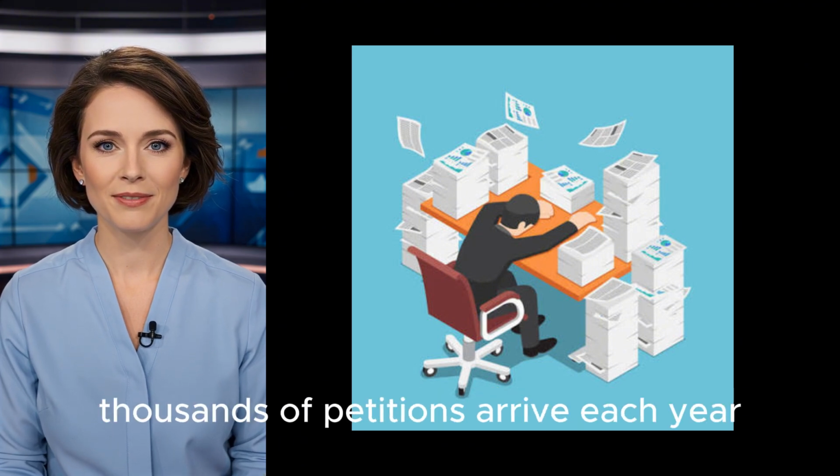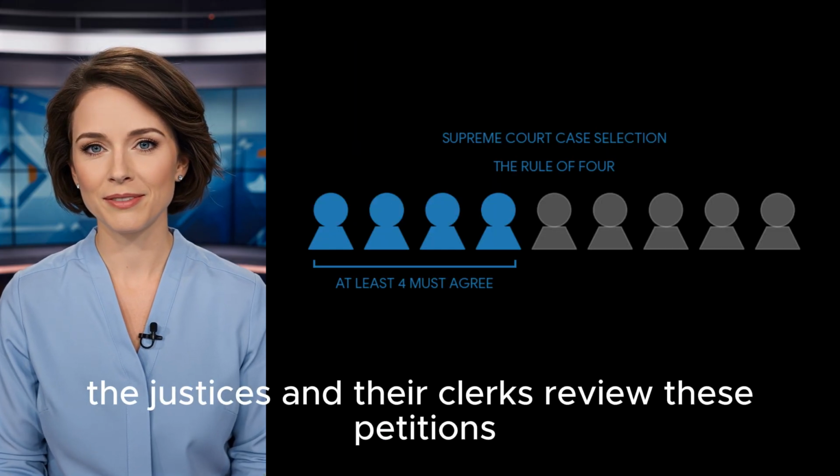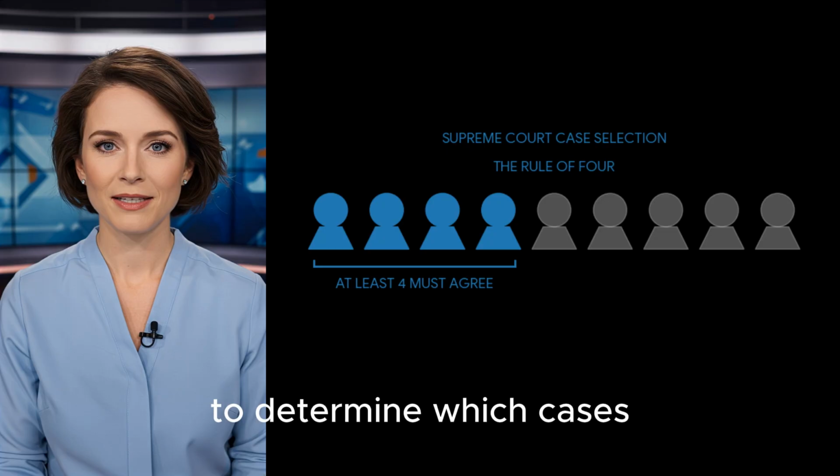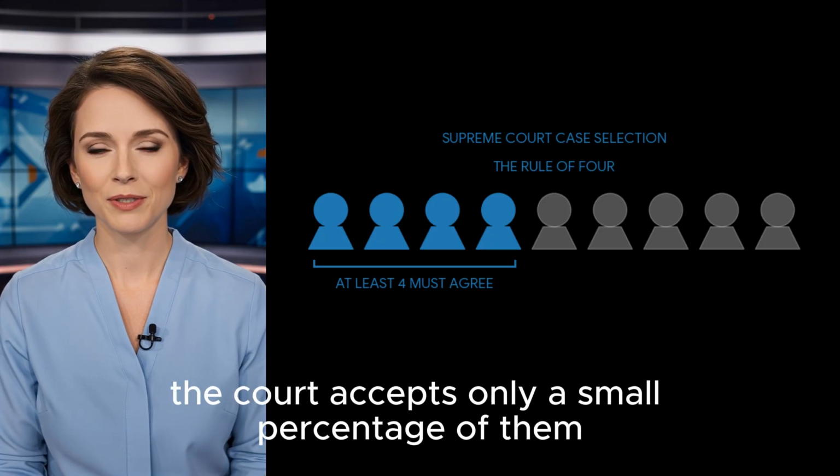The process begins when a party files a petition asking the Supreme Court to review a lower court ruling. Thousands of petitions arrive each year. The justices and their clerks review these petitions to determine which cases raise significant legal questions. The court accepts only a small percentage of them.